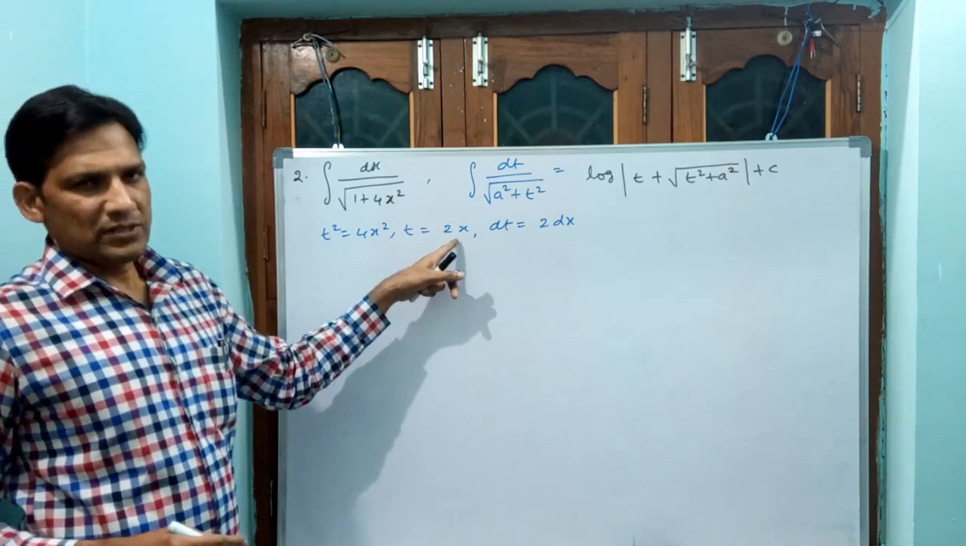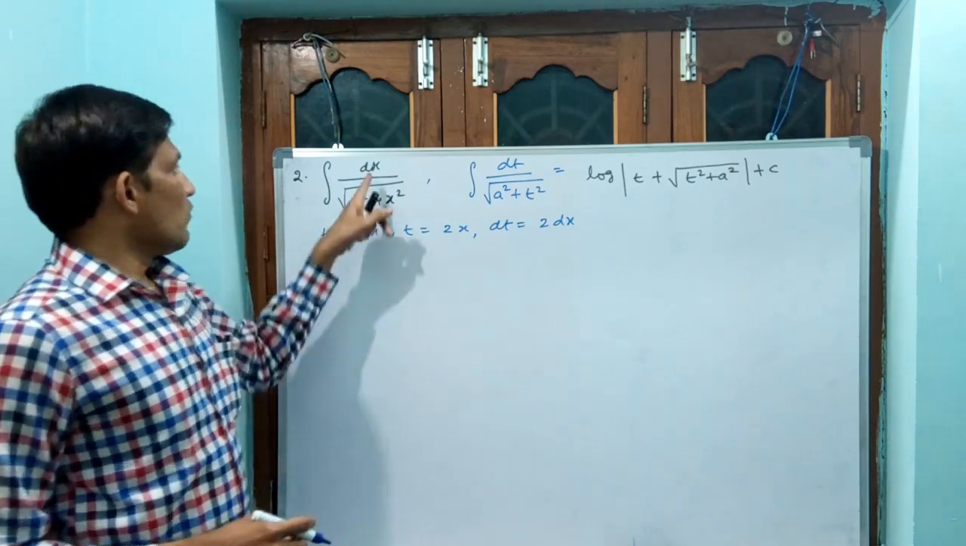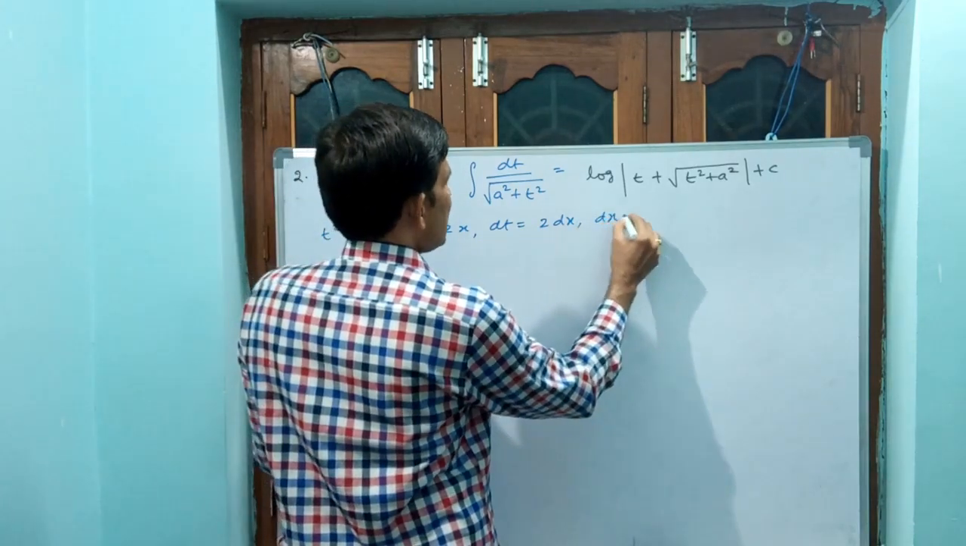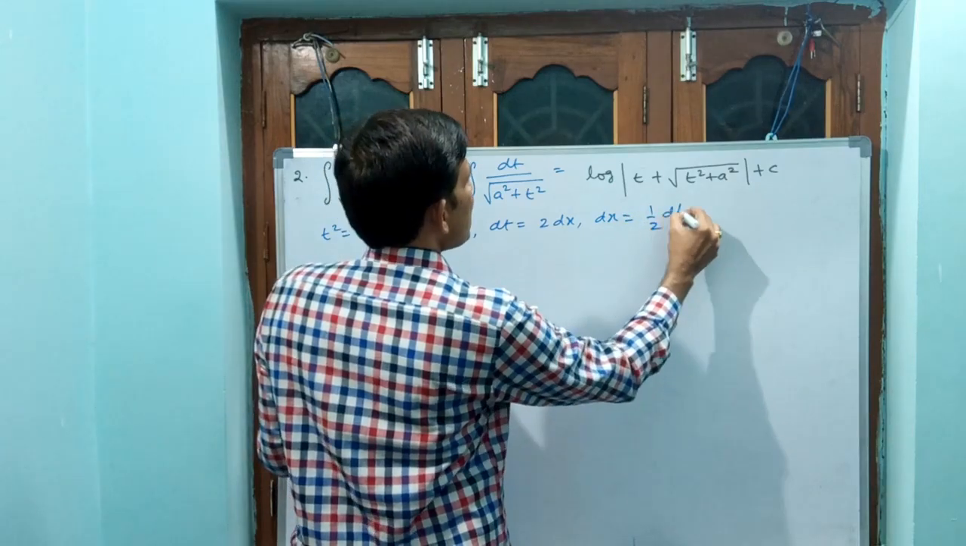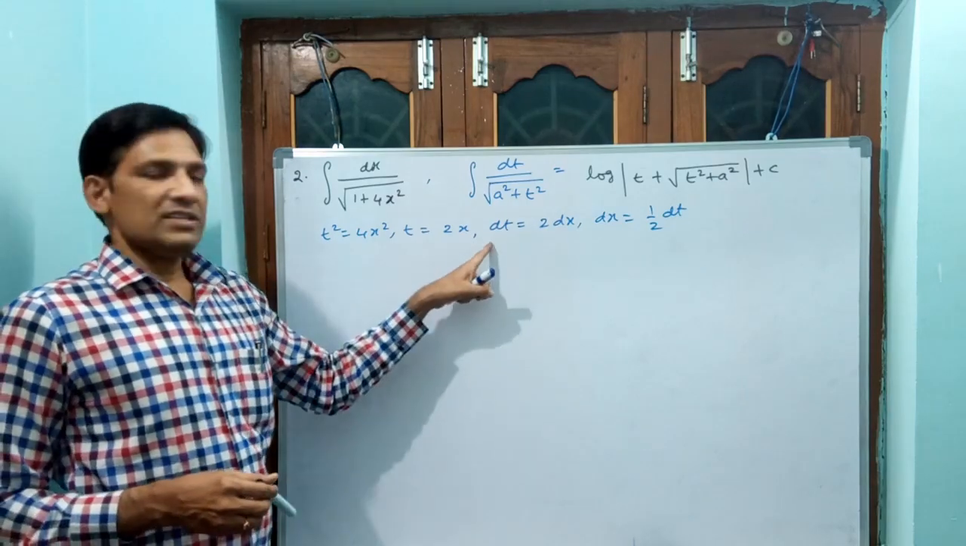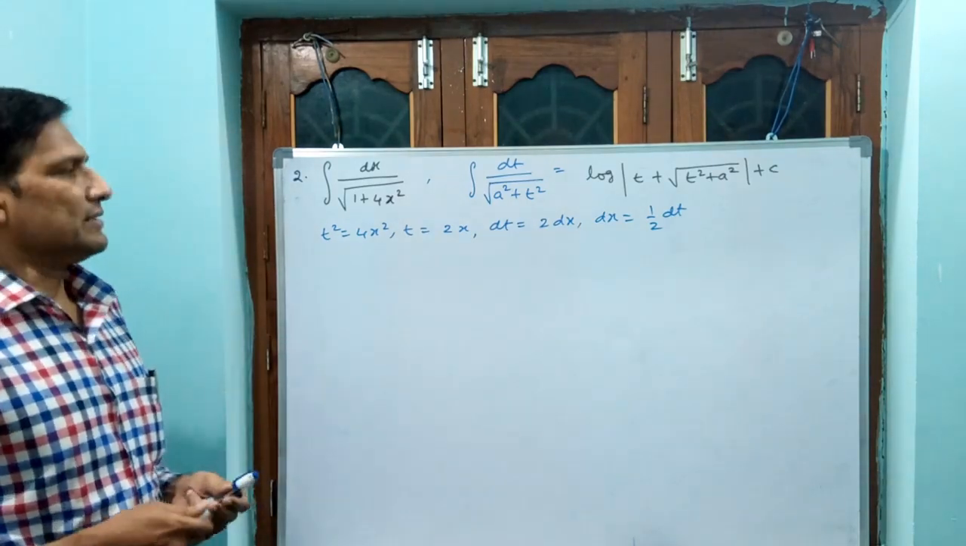D by dx of 2x is 2, so dt by dx is 2, x will go that side. We want only dx, 2 dx we don't want. Then what we have to do? dx is equal to 1 by 2 dt. You send this 2 to the denominator: 1 by 2 dt. This will be your dx.